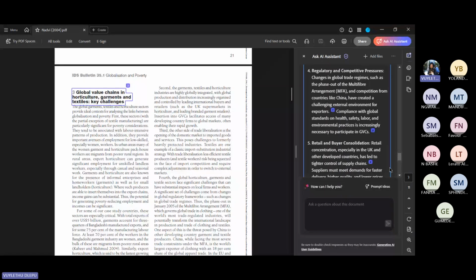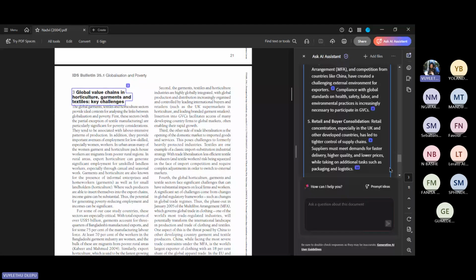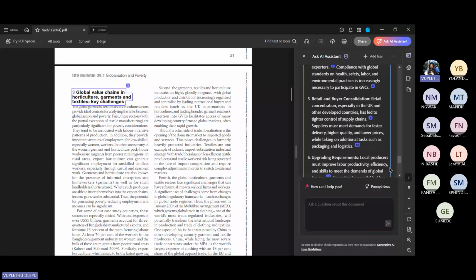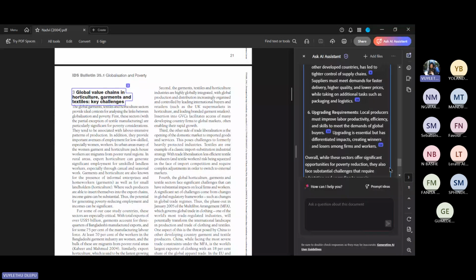And then there's another challenge, retail and buyer consolidation. Retail concentration, especially in the UK and other developed countries, has led to tighter control of supply chains. Suppliers must meet, remember this must be in the context of the Global South, demands for faster delivery, higher quality and lower prices while taking on additional tasks such as packaging and logistics. And then upgrading requirements. Local producers must improve labor productivity, efficiency, and skills to meet demands of global buyers. Upgrading is essential, but has differentiated impacts, creating winners and losers among firms and workers.